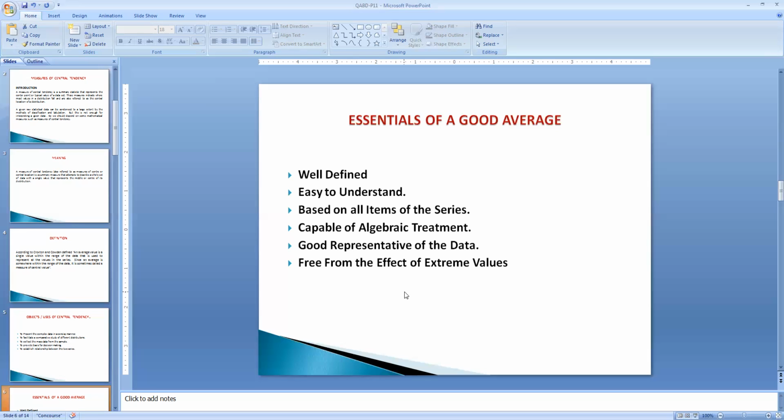And the next thing is that it should be free from the effect of extreme values. A good average should not be affected much by extreme values. Otherwise, different samples of the same data give different results without much uniformity. The two extreme values mean the first and the last, right? The points where we have collected the data should not affect the average, because if it is affected, then whatever samples we collect will have different results, or will not have that much uniformity. So these are all the essentials of a good average.